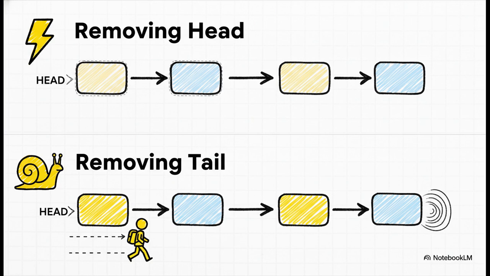Taking something off the head of the list, super easy. We just basically say, hey, that second node, you're the new head now. Done. But trying to remove the last node, the tail, oh, that's a nightmare. You'd have to walk the entire chain from the very beginning just to find the one before the tail. It's way too slow, way too expensive. So the head has to be the front, no question.